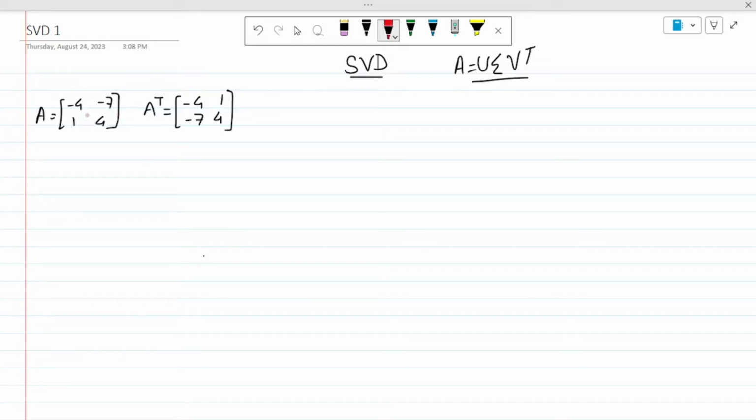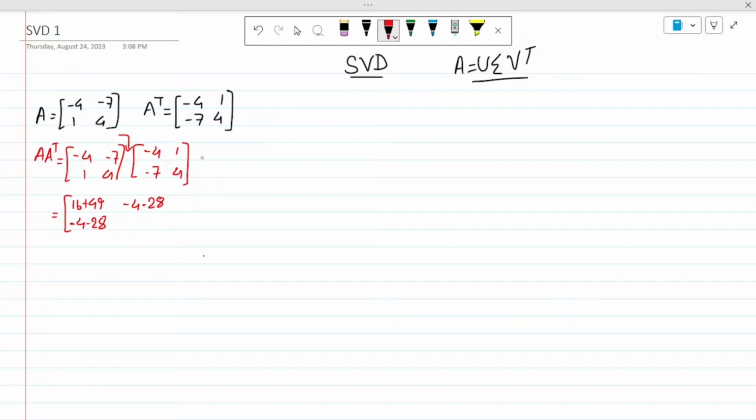So now in step 1, we have to multiply A and A transpose. So we have the A matrix and the A transpose matrix. The multiplication will be -4, -7 is our A matrix, 1, 4. And the A transpose matrix will be -4, -7, and 1, and 4. This is a simple matrix multiplication. So -4 into -4 will be 16, and -7 into -7 will be +49. So this is our first value. Then the second value will be -4 into 1 will be -4, and -7 into 4 will be -28. Third value is 1 into -4 is again -4, and 4 into -7 will be -28, and the last value will be 1 into 1 is 1 plus 4 into 4 is 16. So this is the matrix multiplication.